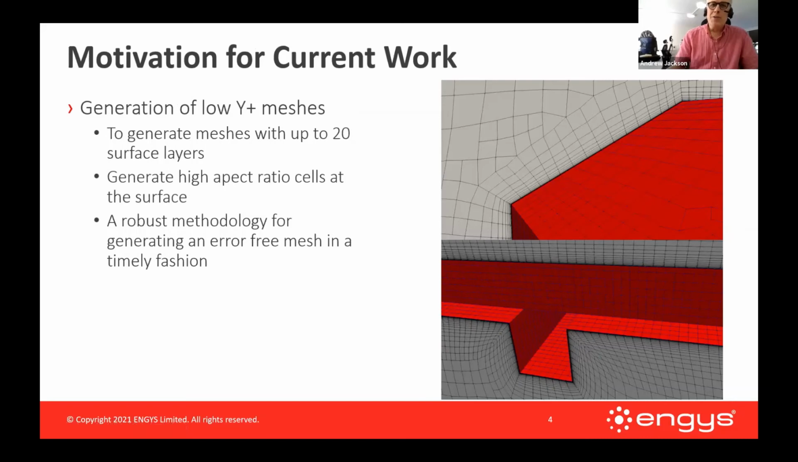So the current work that we're looking at is we were interested in generating low Y+ meshes. So this is typically we want to generate meshes of up to around 20 surface layers. And so we're talking about very high aspect ratio cells at the surface that we need to generate. And underpinning this, we've got to use a robust methodology so we can generate these meshes error-free and also in a timely fashion.